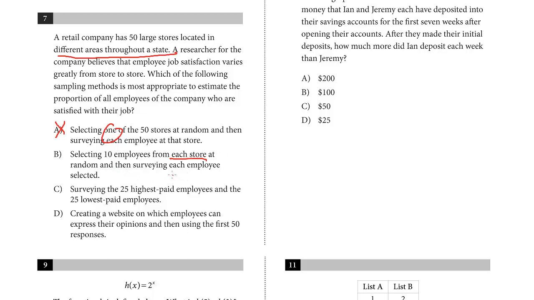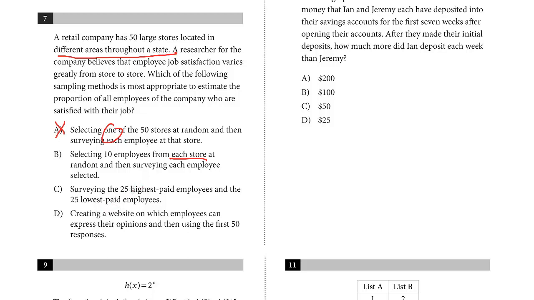This looks pretty good, right? Because we're asking every store and not just one employee, because it could be skewed, but 10, and then asking those 10 to complete a survey. This looks pretty good. Surveying the 25 highest paid employees and the 25 lowest paid. No, that's not a fair representation, right? The highest paid employees probably have more satisfaction, I would guess, than the lower ones, but it's just not fair.